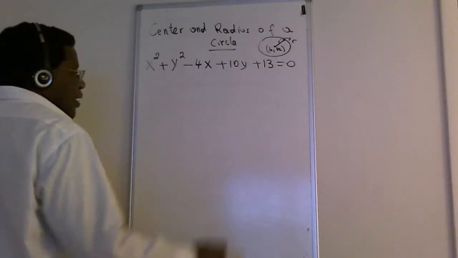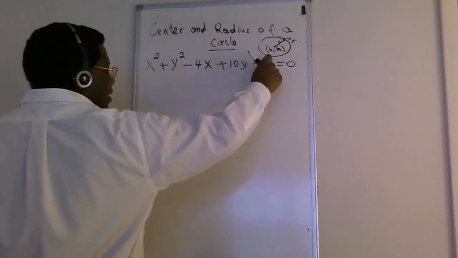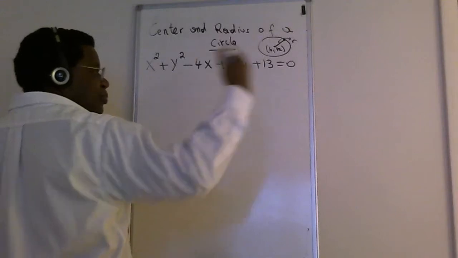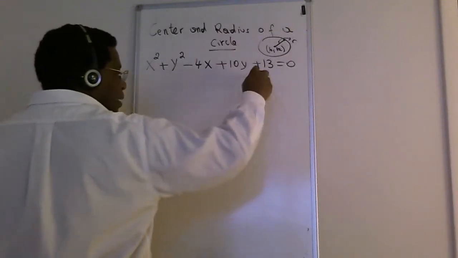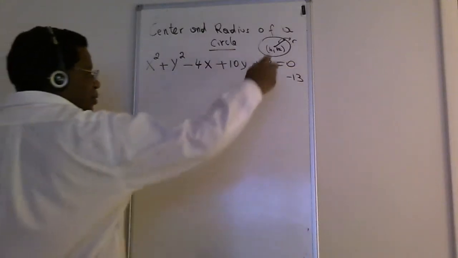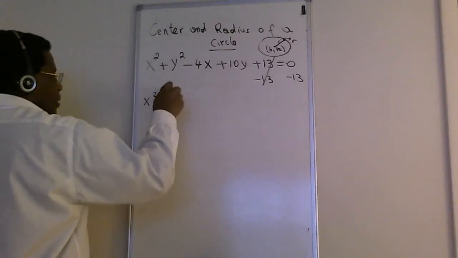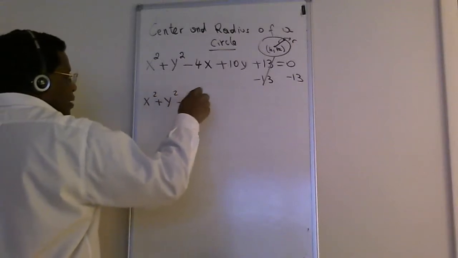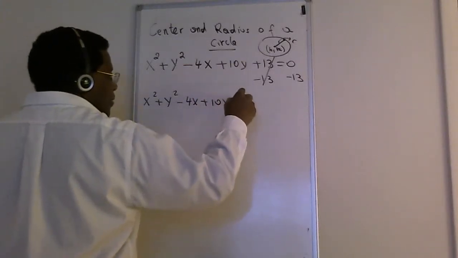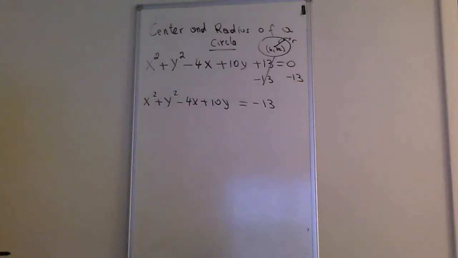The first thing to do is to take this constant. See, this is the only number that doesn't have any variables. So we need to isolate it. We need to move it to the right-hand side by taking away 13 from both sides so that we can get x squared plus y squared minus 4x plus 10y equals negative 13. So that's the first step.